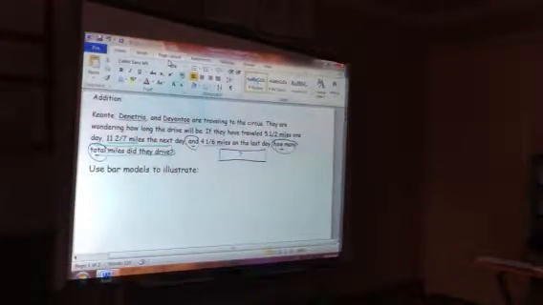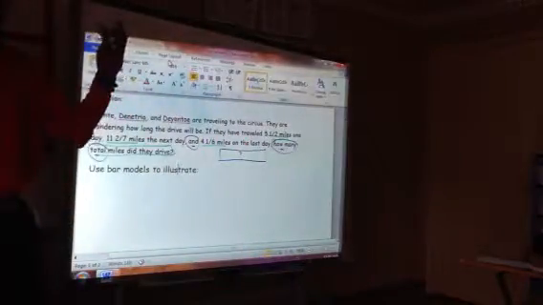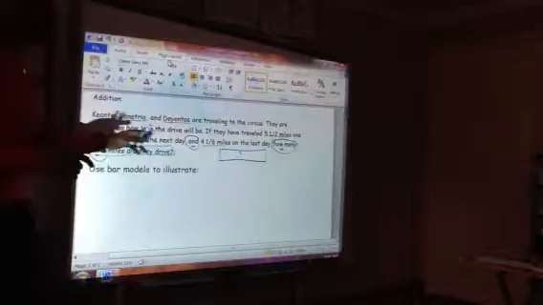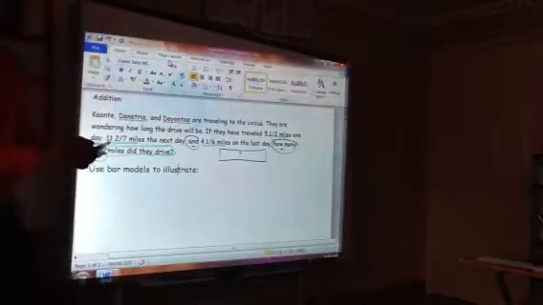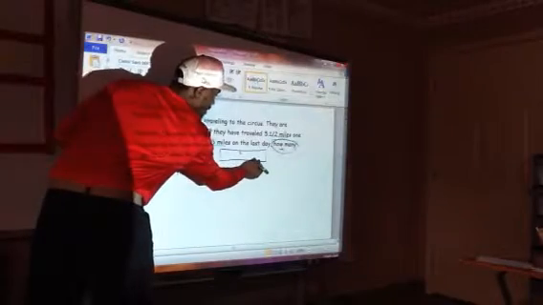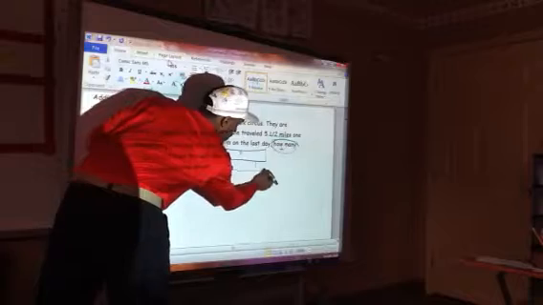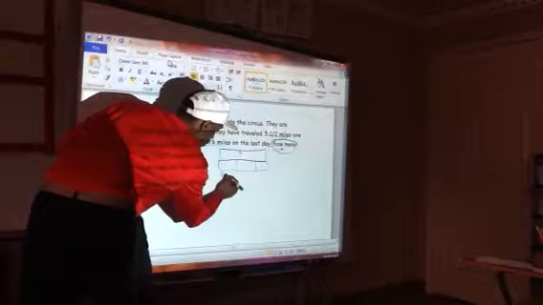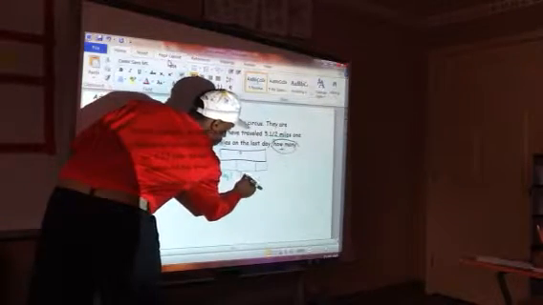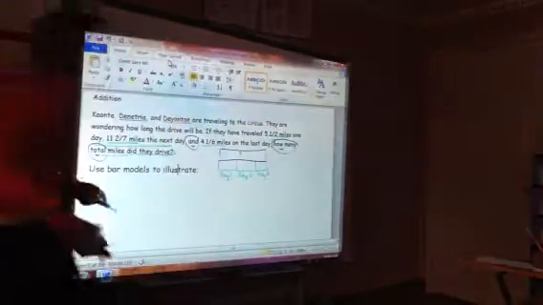Now, how many different days did they drive? 3 different days. So if my total bar is the whole piece, think about fractions. That's my whole. How many individual pieces will be under that bar? 3. And they represent the days that I drove. So this will be day 1, day 2, and day 3.